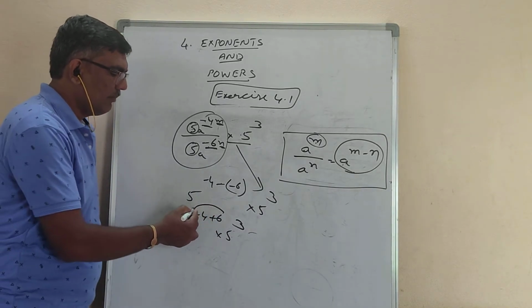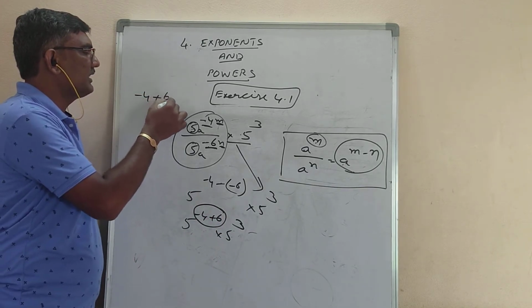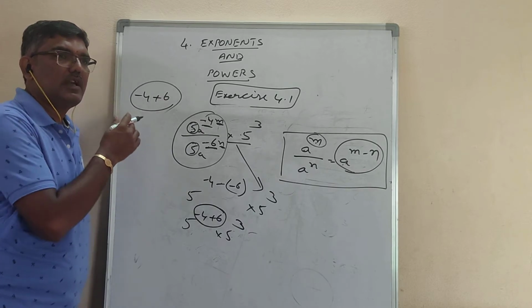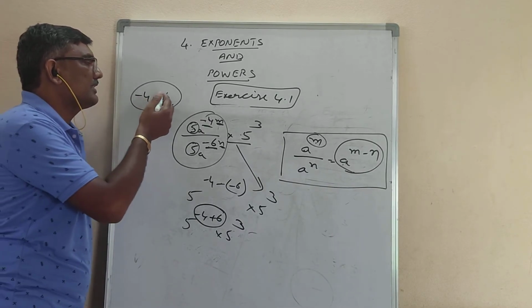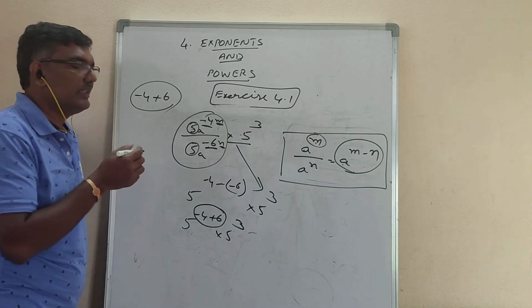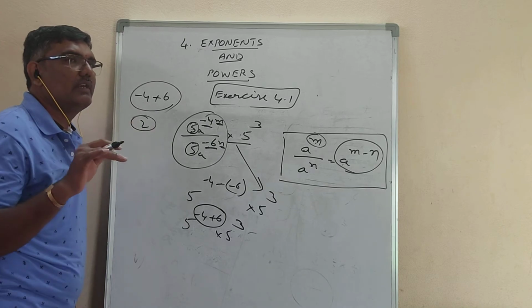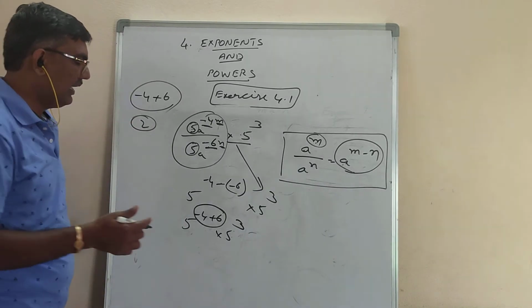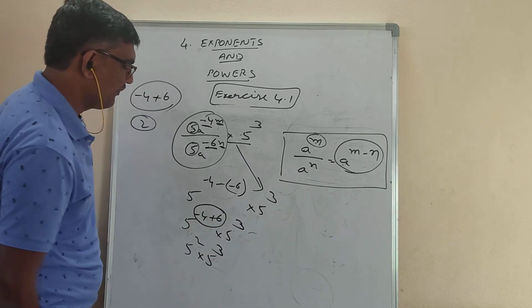So here minus 4 plus 6. This already you know. Minus 4 means you have to give 4 rupees to your friend. Plus 6 means in your pocket you have 6 rupees. The answer is 2 rupees, because he will come and take 4 rupees from you. And the answer is here 5 square into 5 cube.